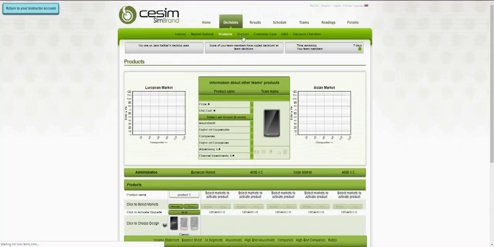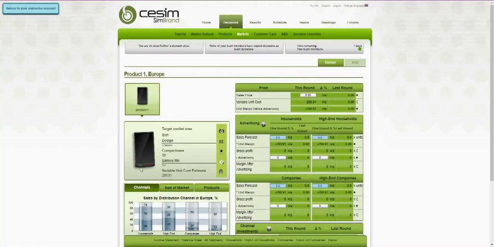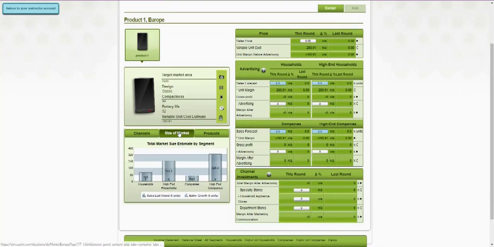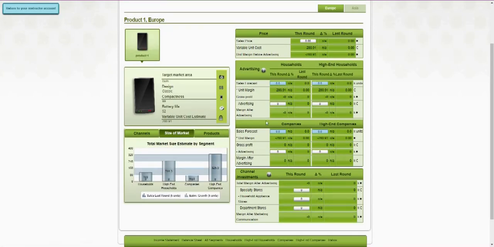You then have your market. So we have our phone that I've created in the last one, and then we can see the channels, so the different segments here, the size of the markets, so the total market size by segment. So this is an estimation of what we can have, and then what we're wanting to do here is forecast how many products that we're going to make.